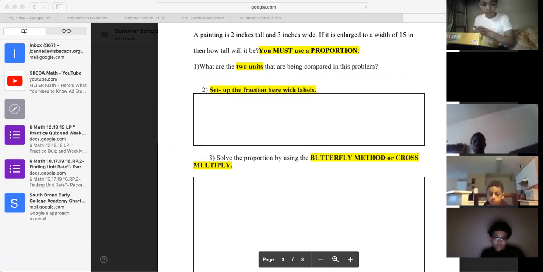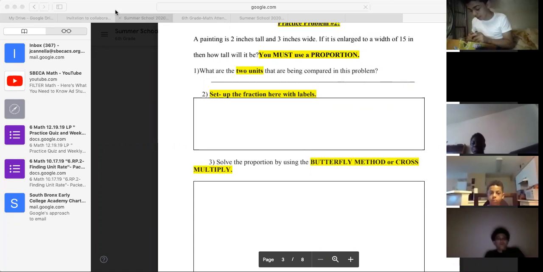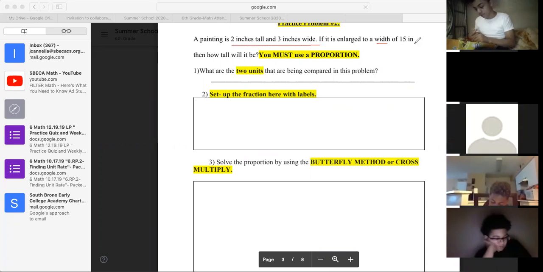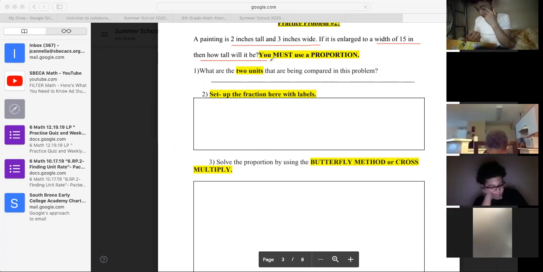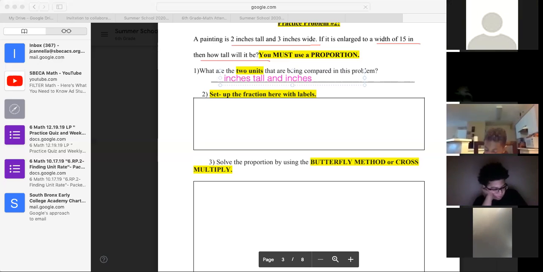Show your face, Lorenzo. A painting is 2 inches tall and 3 inches wide. If it is enlarged to a width of 15 inches, then how tall will it be? You must use a proportion. All right, Lorenzo, let's see what you can come up with. What are the 2 units we're comparing here? Inches what? What are we comparing? Inches tall to inches wide.